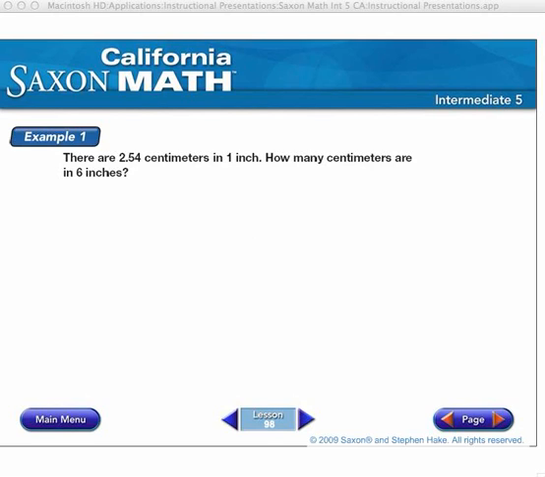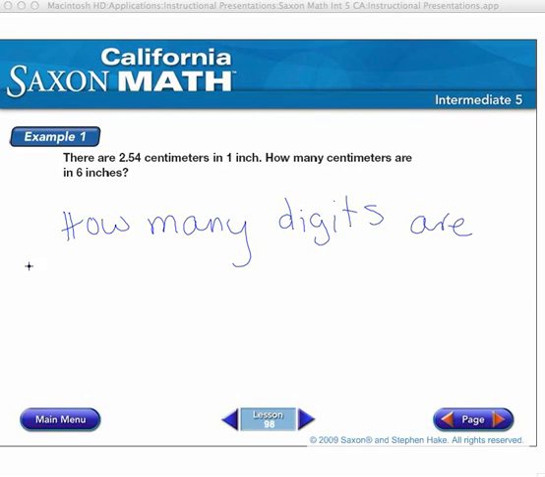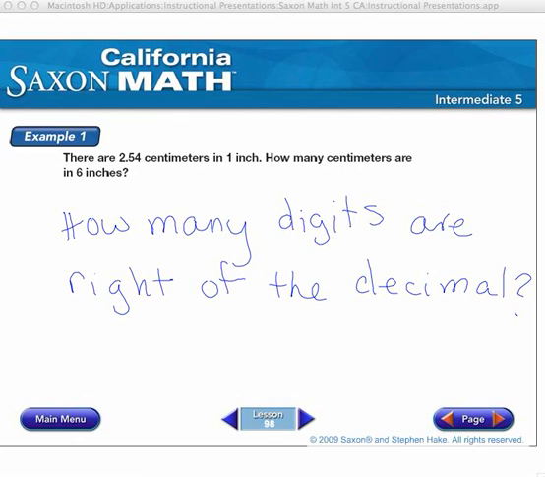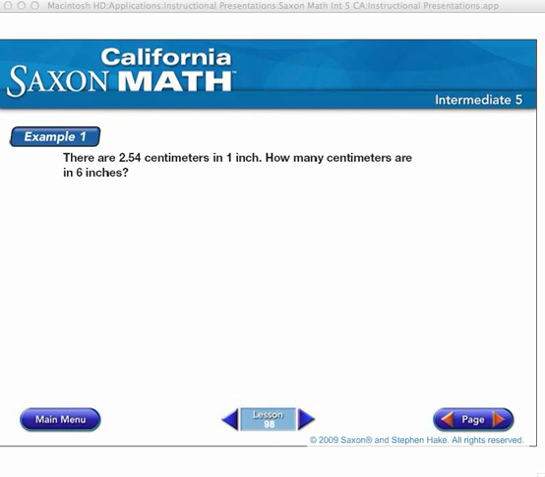So when we multiply using decimals, we have to look at how many digits are to the right of the decimal. We look at this in our problem because it's going to determine how many digits we need to the right of the decimal in our answer. So before we get into the example problem, let's look at a quick practice.